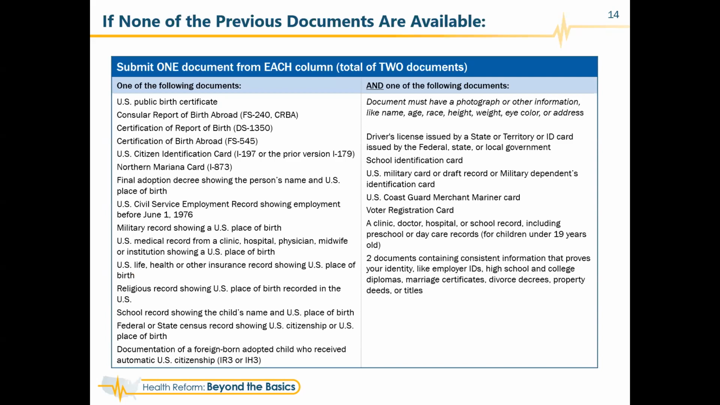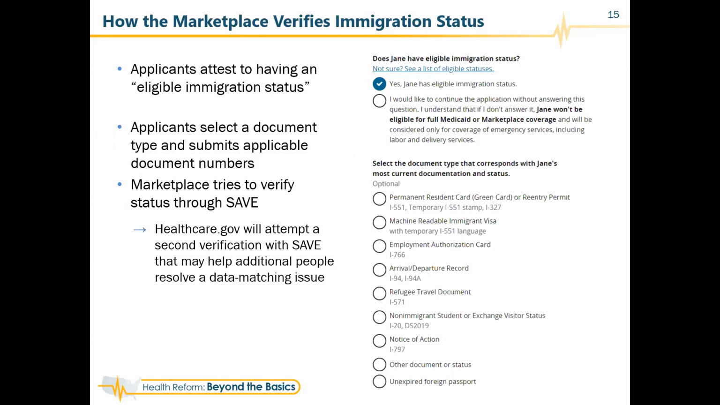They can provide one of these documents, but this is a little trickier because in this case, the applicant's going to have to provide more than one document. They're going to have to provide a document that proves citizenship, and those are listed on the left-hand side of this slide. And they'll also have to provide a document that proves identity, and those are listed on the right-hand side of this slide. So that together, those two documents would be able to satisfy the requirement.